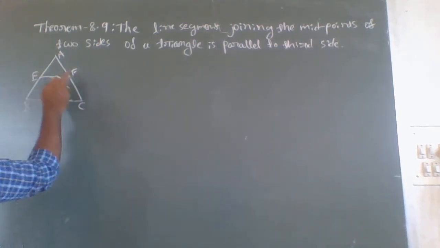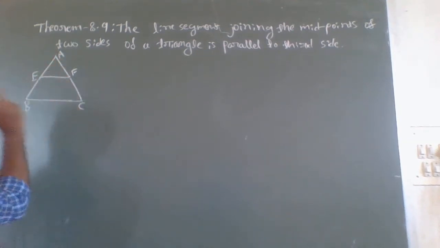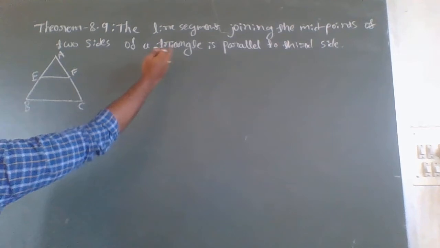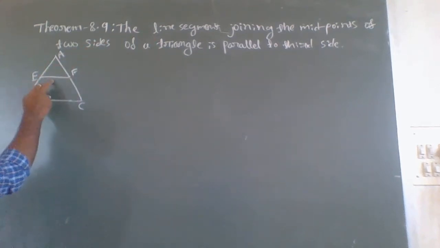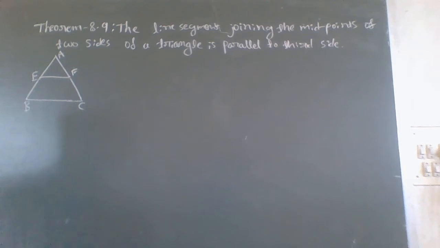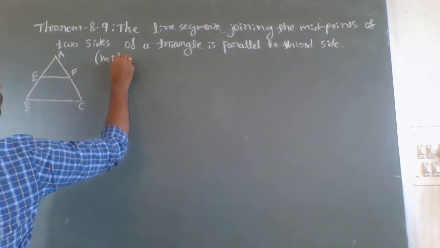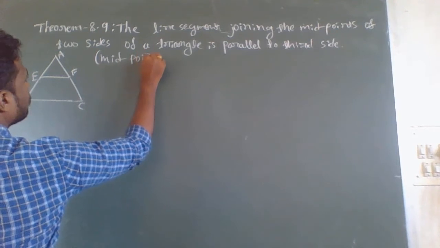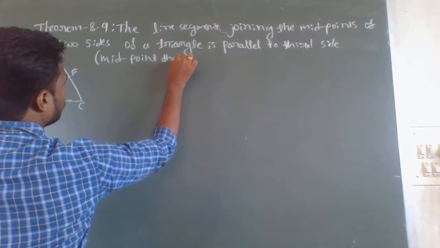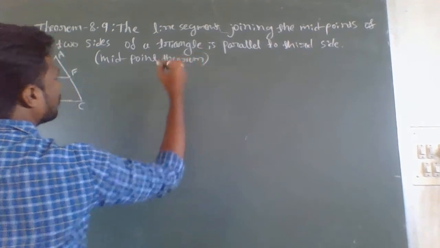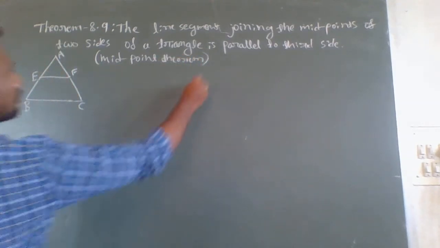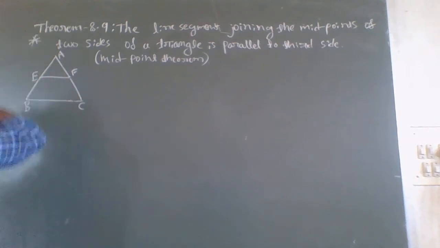Why? This E and F are midpoints of AB and AC. Therefore, the line segment joining these two midpoints is parallel to third side, means EF is parallel to BC. We have to prove that. This is also known as midpoint theorem. So this is a very important theorem in 8th chapter.